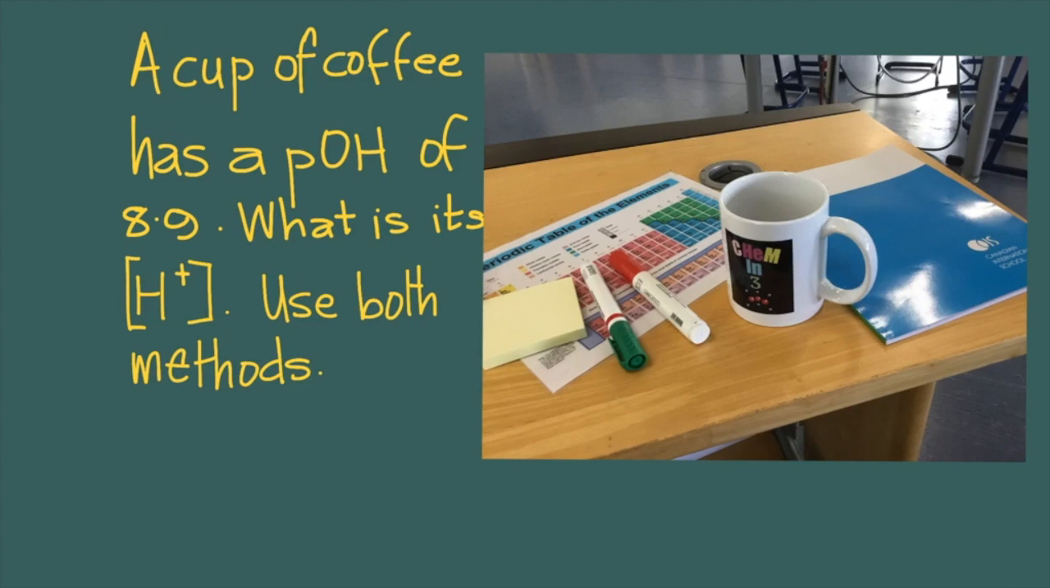And now I would like you to try this problem. A cup of coffee has a pOH of 8.9. What is its H plus concentration? And I'd like you to use both methods to solve the problem.